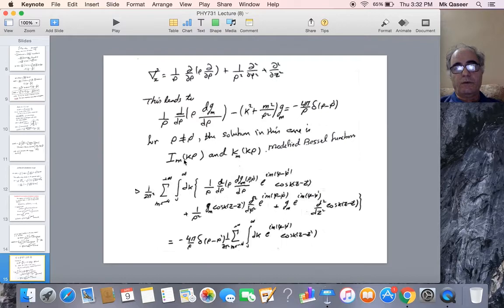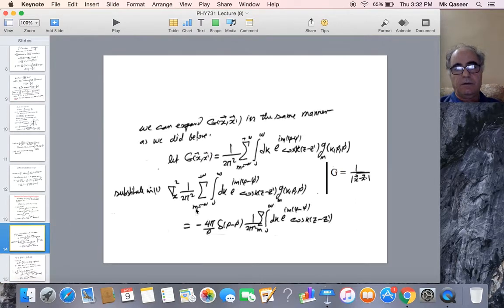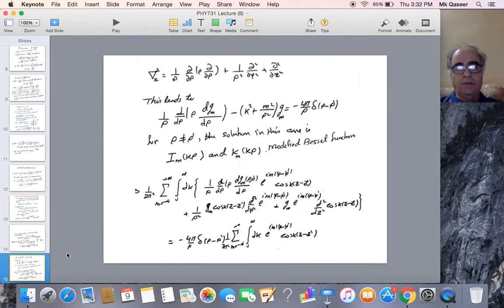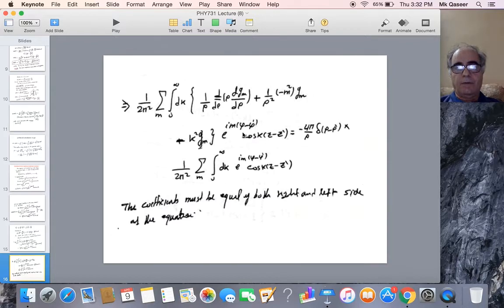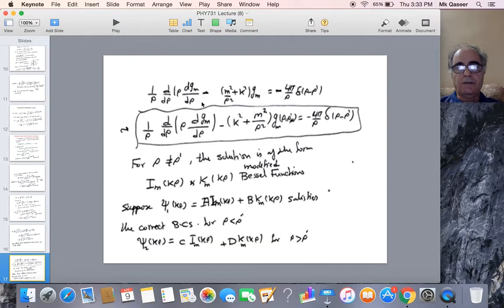To show this, now operate by del squared in this equation, push this inside and do the derivative. We reach this expression. Now equate the left hand side to the right hand side of the coefficients of e^(i m (phi minus phi prime)) cosine k(z minus z prime). We get this equation, the previous equation.